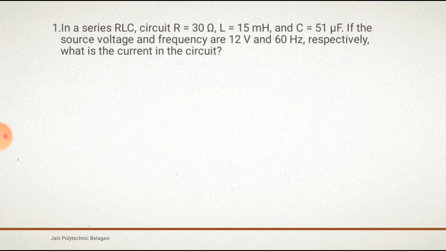First problem: in a series RLC circuit, R is equal to 30 ohm, L is equal to 15 millihenry and C is equal to 51 microfarad. If the source voltage and the frequency are 12 volt and 60 hertz respectively, what is the current in the circuit? Solution: given R is equal to 30 ohm, L is equal to 15 millihenry, C is equal to 51 microfarad.